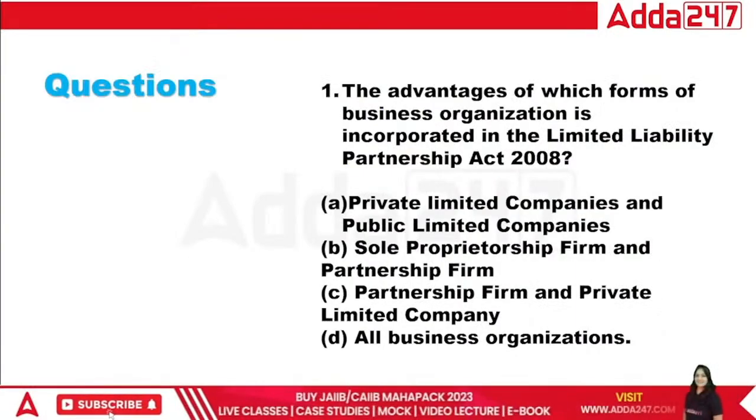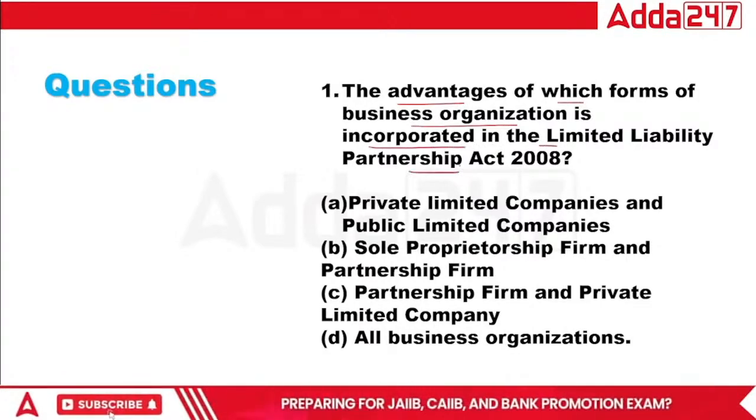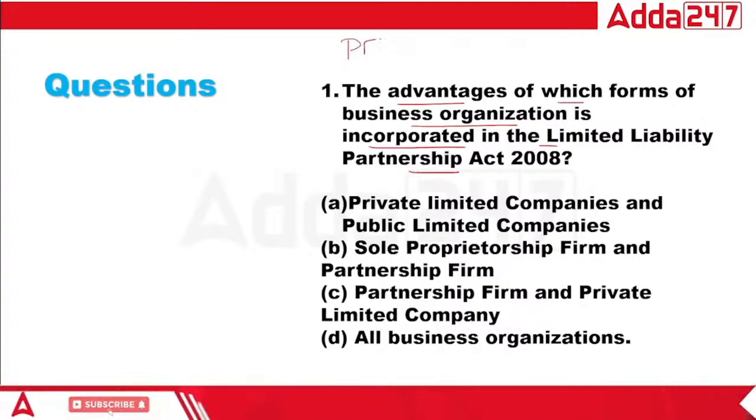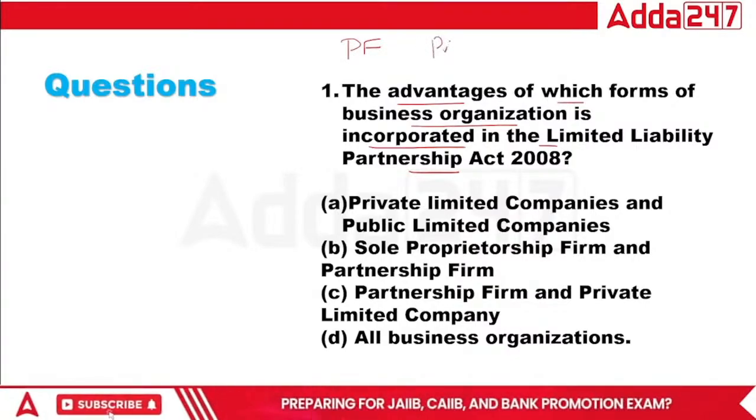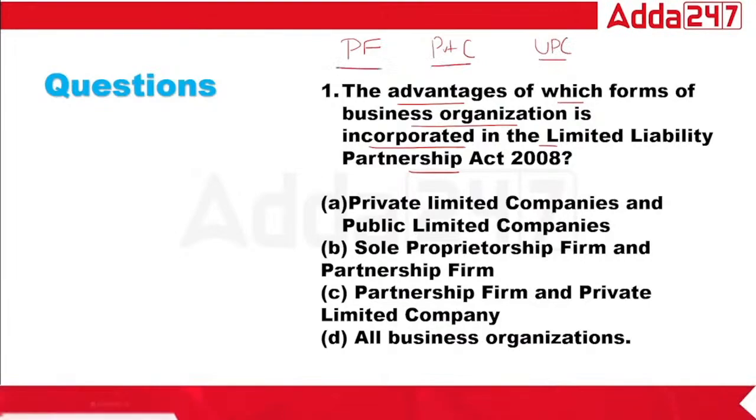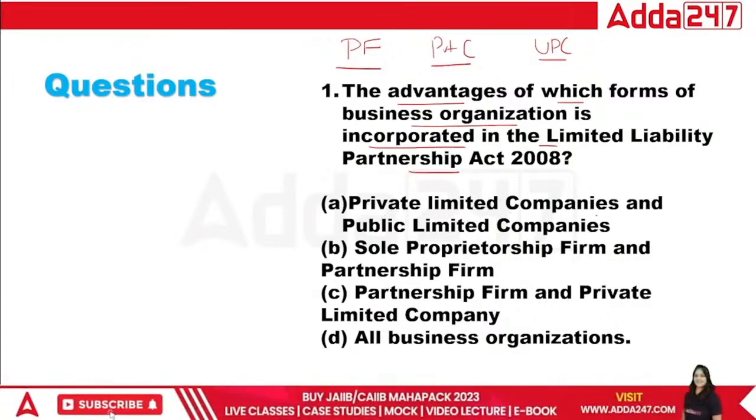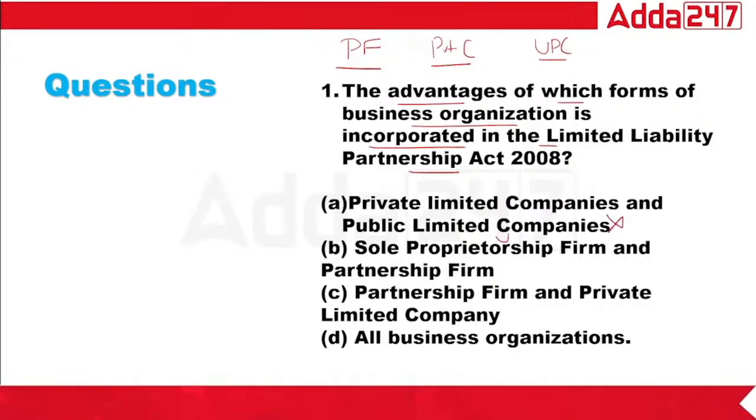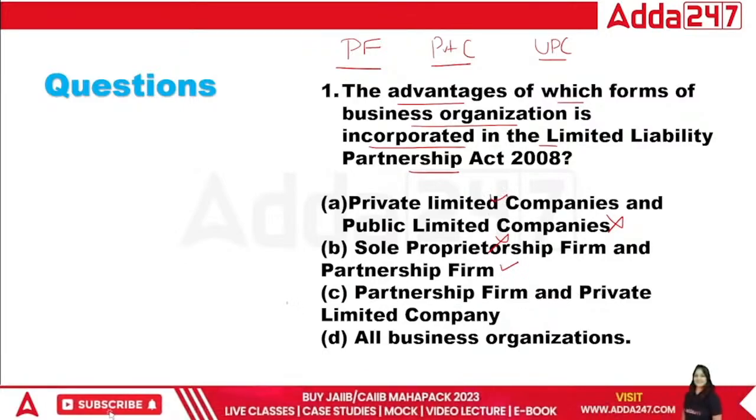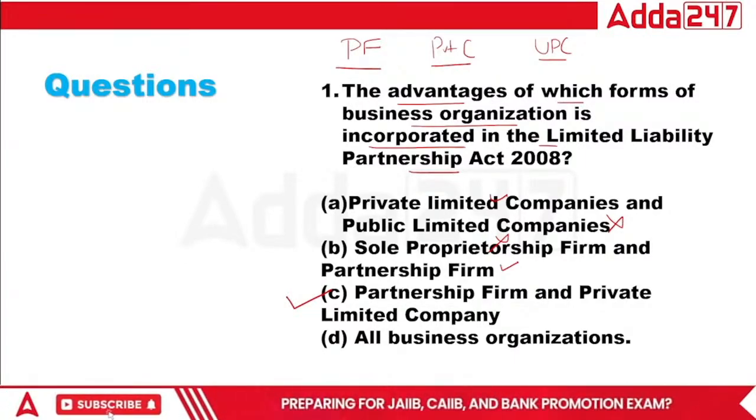Now, question. The advantages of which form of business organization is incorporated in LLP? It means in this paid class we have done that partnership firm can convert into LLP, private company can be converted into LLP, and the unlisted public company can convert into LLP. So just search in this option where these words are written. Private company and public limited company, no. Sole proprietorship we have not done. Partnership firm we have done. Partnership firm and the private limited company, yes. C is the right answer because we have read this point.